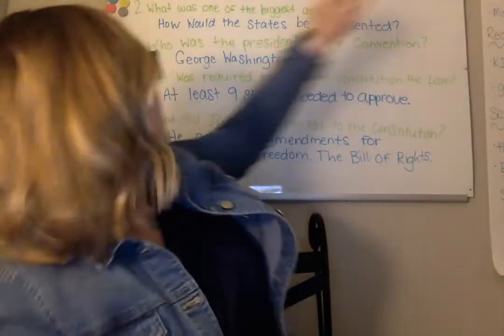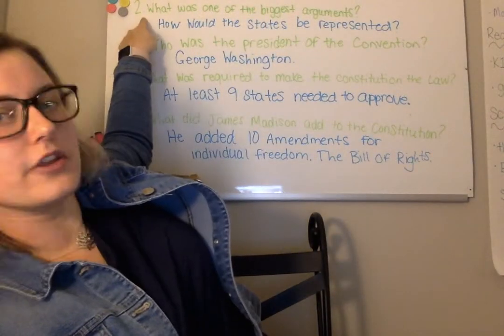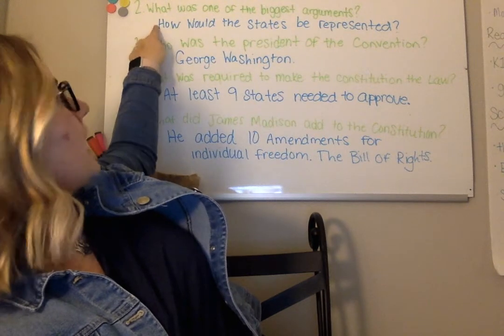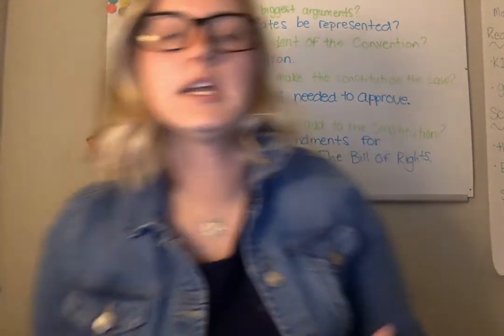So question 2 was, what was one of the biggest arguments of the Constitutional Convention? And it was, how would the states be represented? How would each state get their say? And remember, during this time, there were only 13 states that they had to think about. But as we know now, we have 50 states. And so they needed to find a way to make sure that everyone had their voice in the 13 colonies at the time, okay?